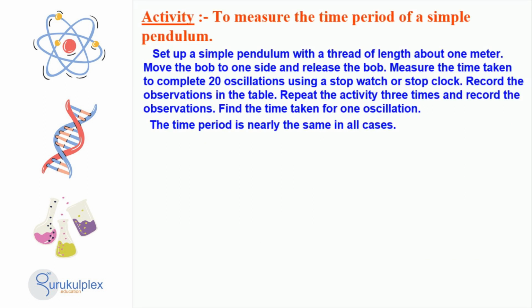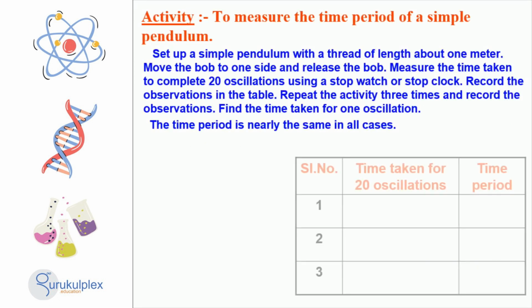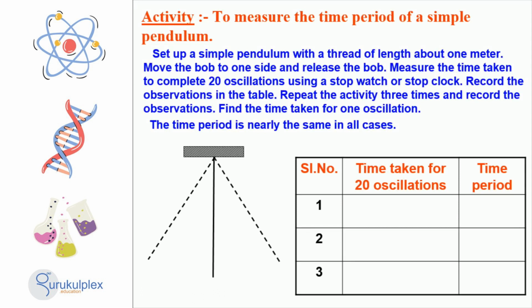Measure the time period of a simple pendulum by setting up the pendulum with a length of about 1 meter. Move the bob to one side and release it, measuring the time taken for 20 oscillations with a stopwatch or stop clock. Record observations in the table provided. Repeat the activity 3 times to accurately measure the time taken for one oscillation. Note that the time period does not change much in all cases, and remember to note down your observations in the table.